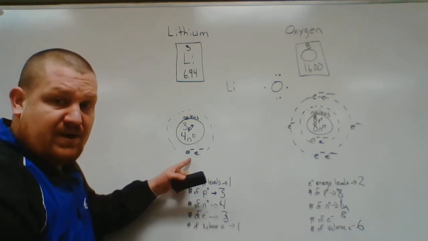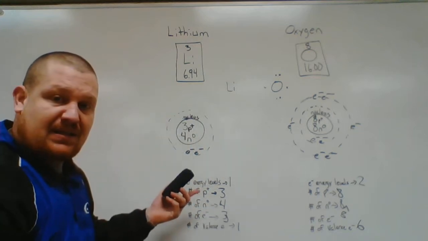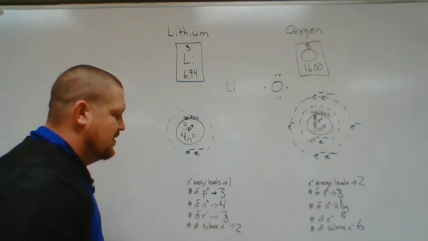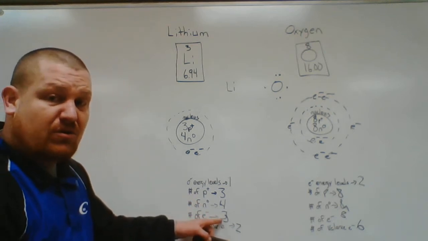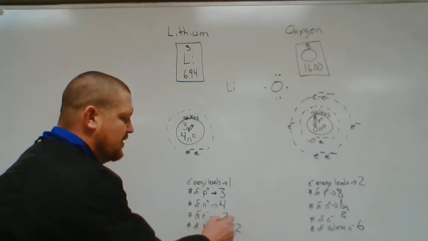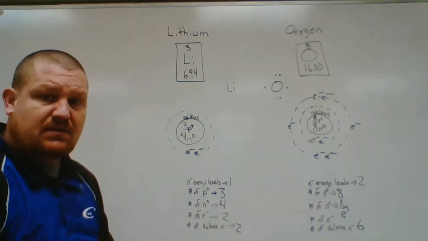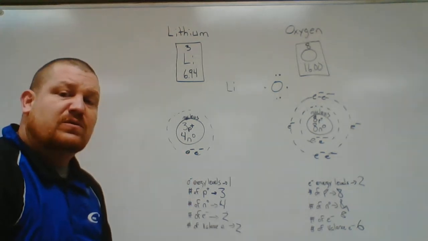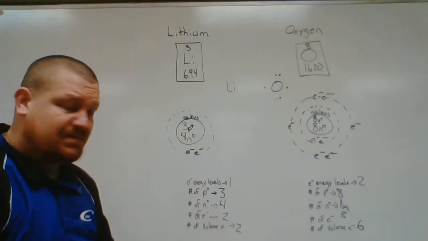We no longer have 1 valence electron because this is now our valence shell. So now we have 2. We no longer have 3 total electrons. 1, 2, we only got 2. Okay. We still got 3 protons. We can't change that. If we change that, it's no longer lithium. And we still got 4 neutrons. If we change that, we get an isotope.